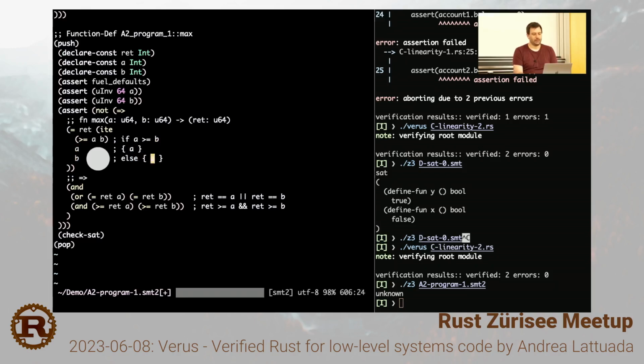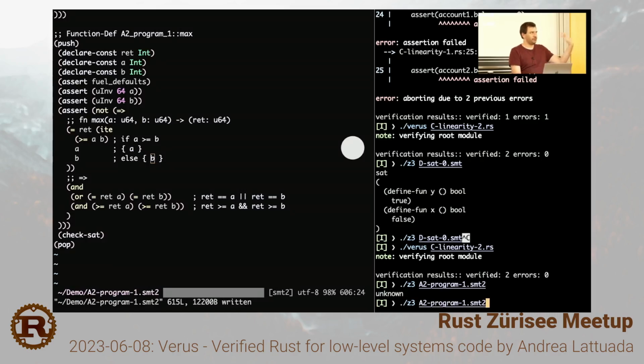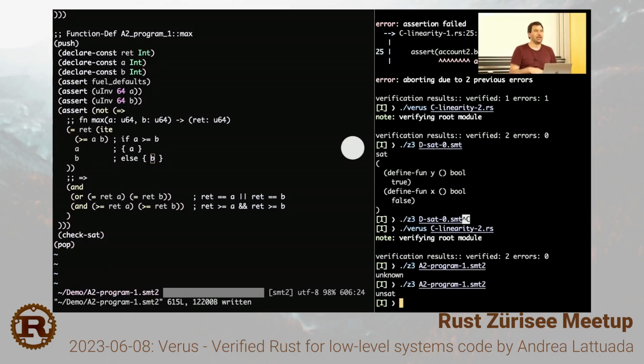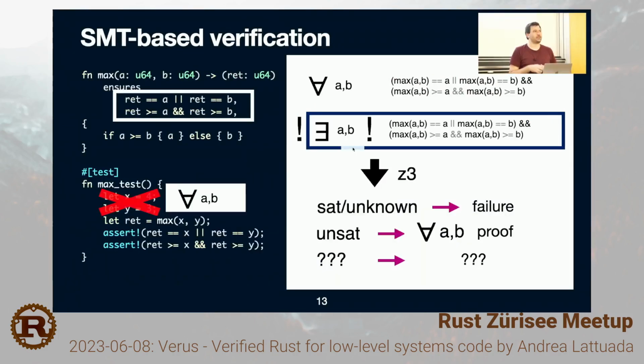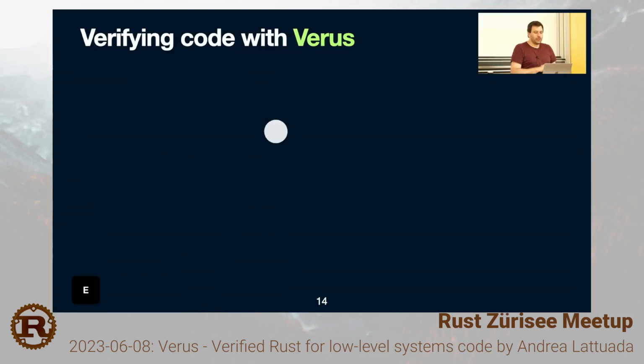So I'm just going to fix stuff, which is the equivalent of fixing the function definition, and now we're getting unsat. And as a reminder, unsat means proof. So we've just proven that for every possible assignment to A and B, that program will always return something that satisfies our specification. Cool.